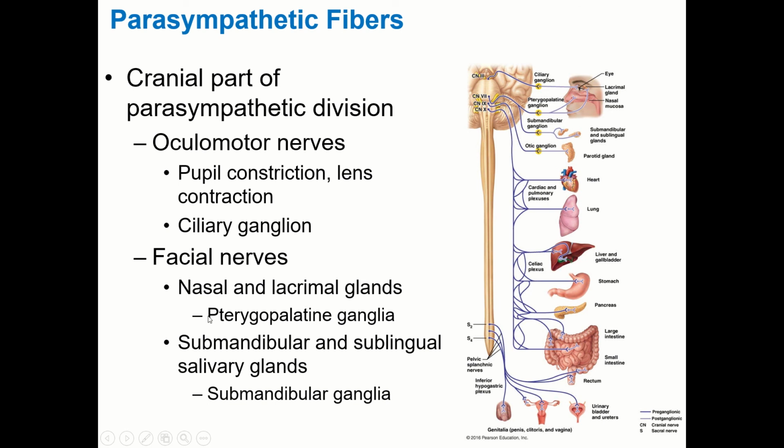There we go, pterygopalatine. I almost said Palpatine, like Star Wars. Anyway, the pterygopalatine ganglion is right there. And so you can see it has two branches. You don't need to know this. But the top one is going to affect the tear ducts and also the nasal glands. And then the lower one, which goes to the submandibular ganglion, is going to affect salivary glands.